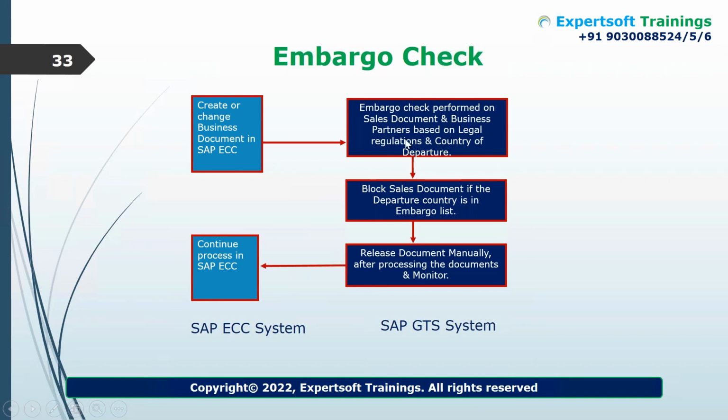So if there is a block between this pair, from US to India for example, then it will block your document and it will not allow you to process. Once you have the document released, then only you will be able to process. So this is master data that we need to set up in the GTS system. That is part of the activity.